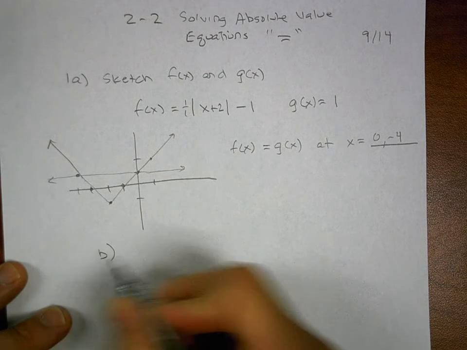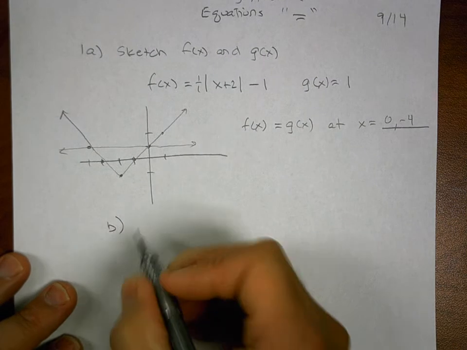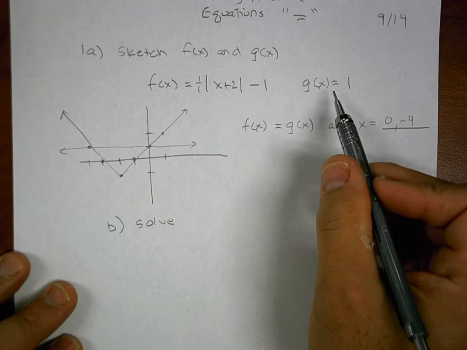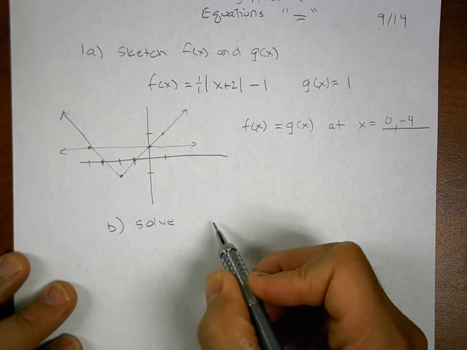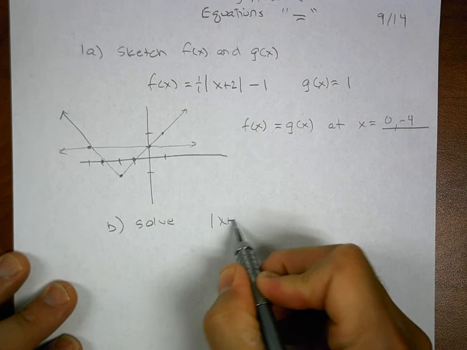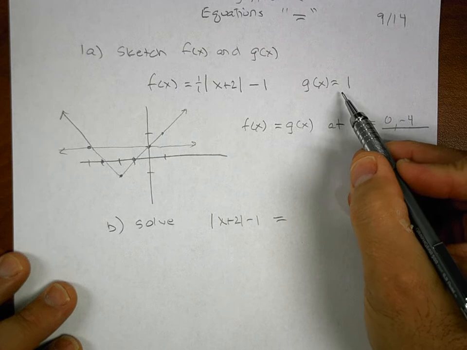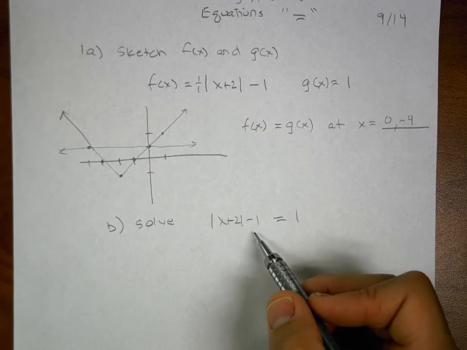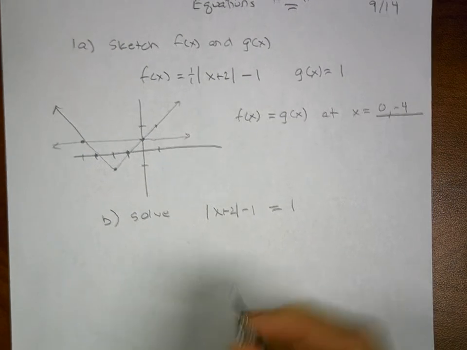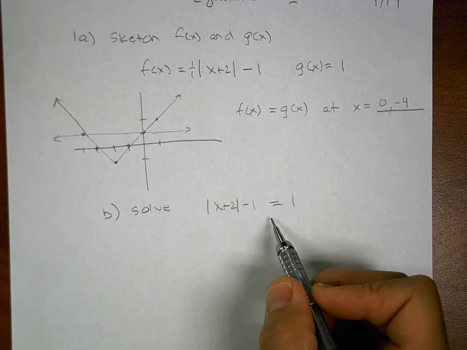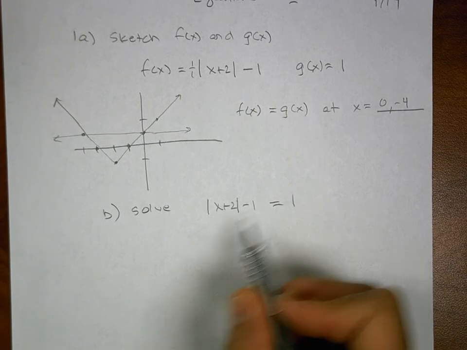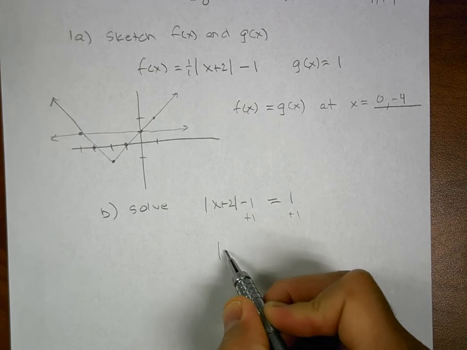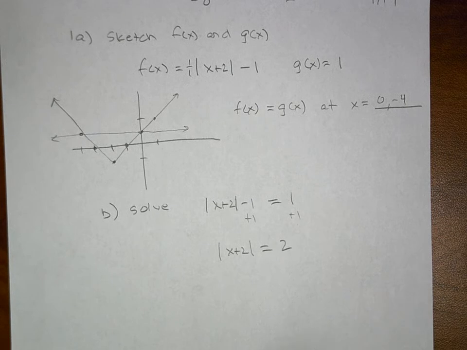Part B, if they want you to solve algebraically, solve f of x equaling g of x, and the answer is where they intersect. So let's solve absolute value of x plus 2, minus 1, equals this other graph, which happens to be a nice horizontal line, so equals 1. Let me show you how to solve this algebraically. Intuition tells you to do what first? Let's add 1 and isolate this absolute value. If you add 1, you have absolute value of x plus 2 equals 2.